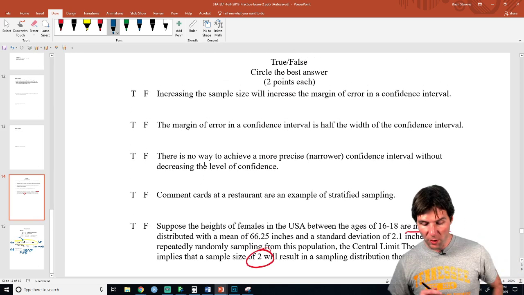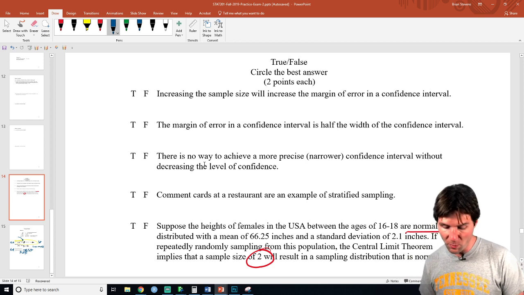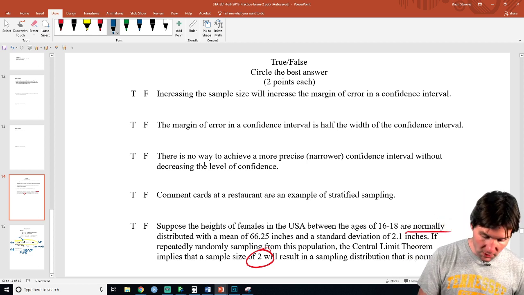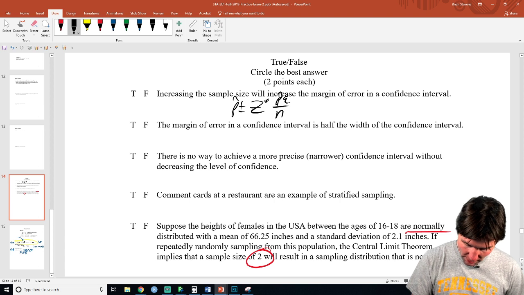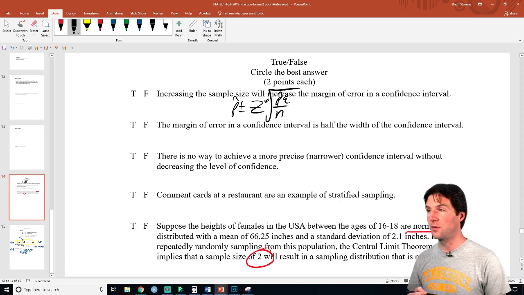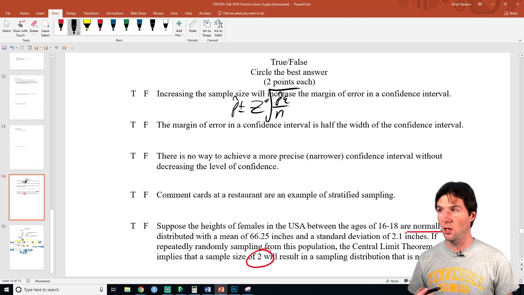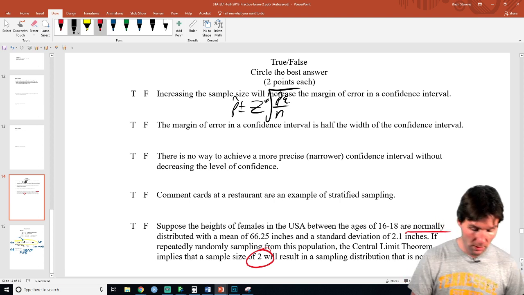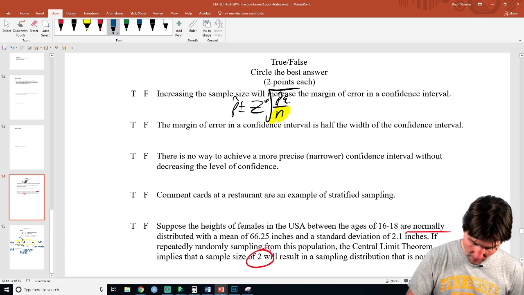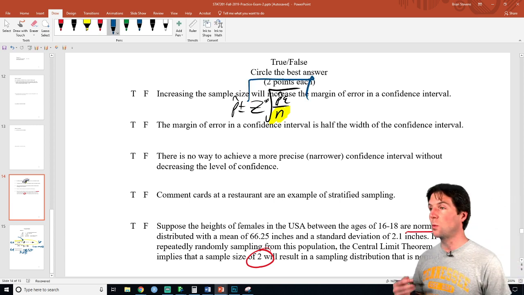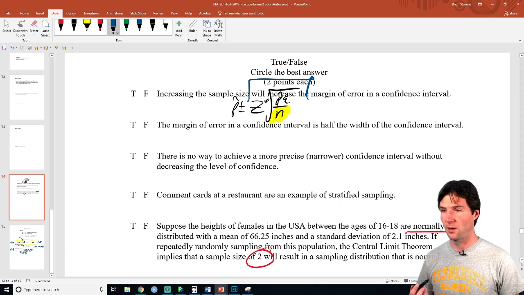Okay, increasing the sample size will increase the margin of error of the confidence interval. Let's look at a confidence interval right here and see if this works. We have p hat plus or minus z star times the square root of p hat q hat over n. There's our confidence interval. Where is n? n is right here. Where is the margin of error? Right here. It says it will increase the margin of error.